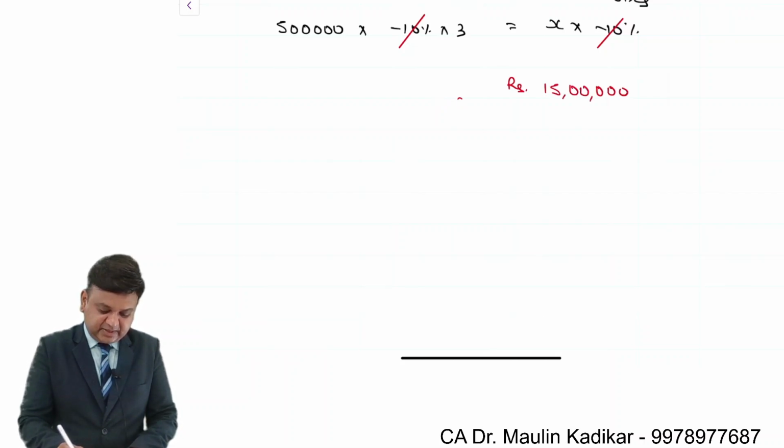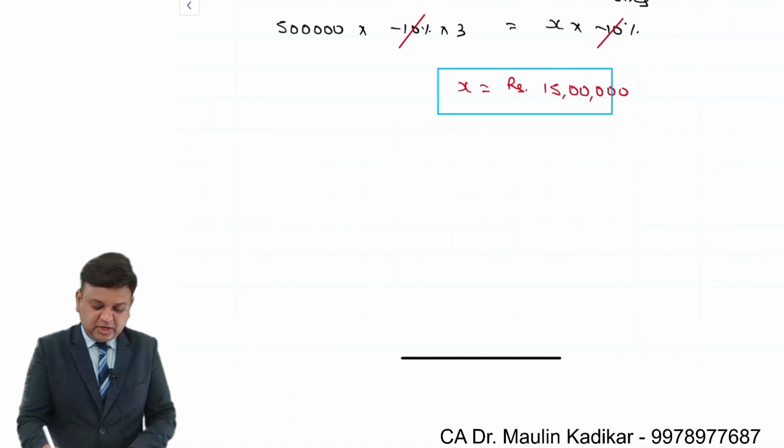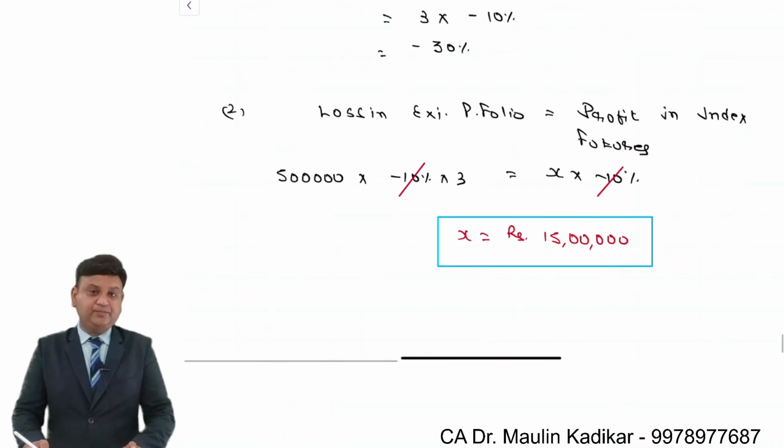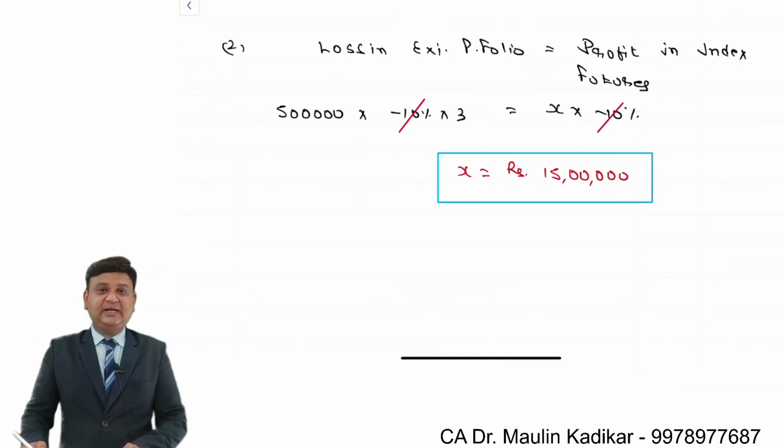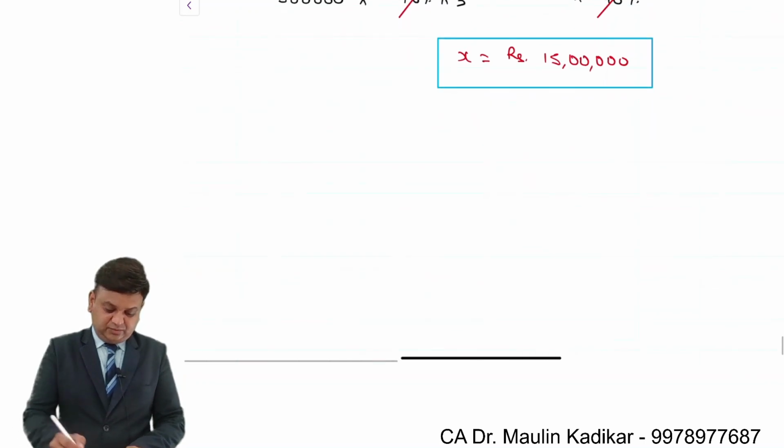That is the way we can compute the amount of the short position. Again, over here we make an assumption that the required beta is 0.